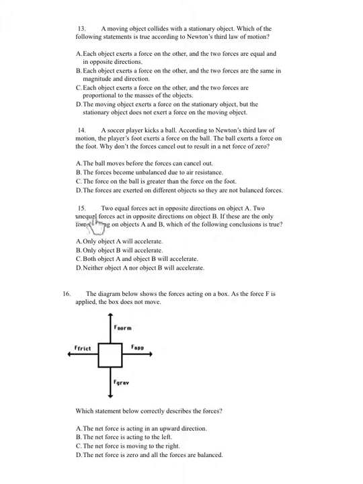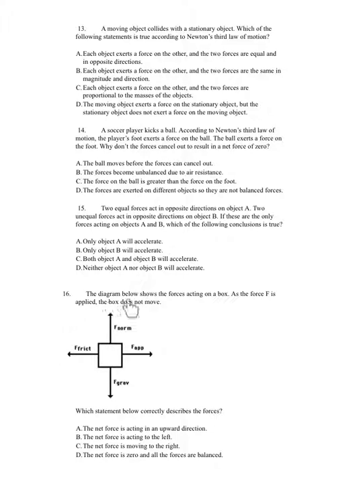Number 15. Two equal forces act in opposite directions on an object A. Two unequal forces act in opposite directions on object B. If these are the only forces acting on the objects A and B, which of the following conclusions are true? A. Only object A will accelerate. B. Only object B will accelerate. C. Both object A and object B will accelerate. D. Neither object A nor object B will accelerate.